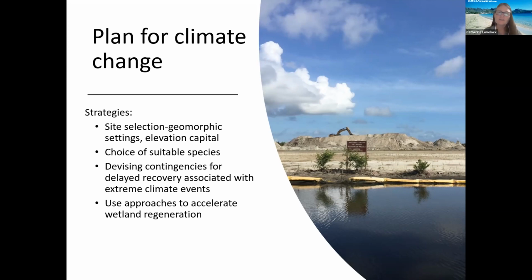Devising contingencies for delayed recovery or extreme climatic events is important. And also perhaps using approaches to accelerate wetland regeneration. And these have been developed in many instances. The picture on the right is actually a planting in Florida, where they're using salt marsh plants to facilitate the regeneration of mangroves. So there are, I think, a lot of options that we need to really explore.